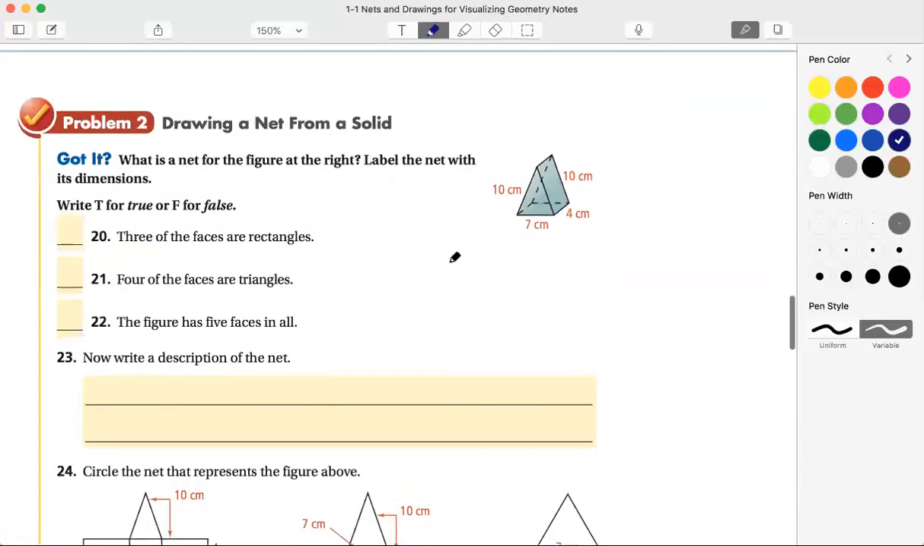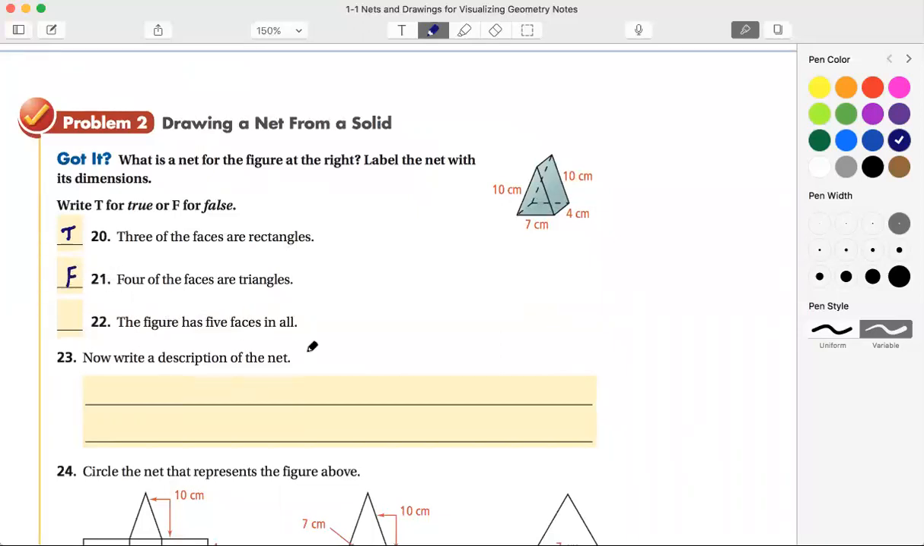So let's draw a net from a solid. What is the net for the figure at the right? Label the net in its dimensions. Okay, so here's 20. 3 of the faces are rectangles. Well, we have a rectangle at the bottom, we have a rectangle on this side, we have a rectangle on this side. So I'm thinking 3 faces are going to be rectangles, true. Are 4 faces triangles? Well, the front's a triangle and the back's a triangle, so I'm only getting 2 faces that are triangles, so this is false.